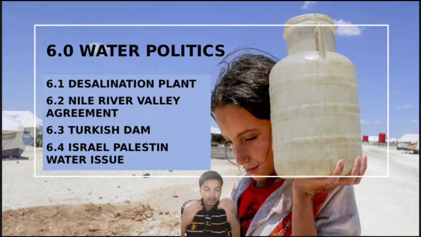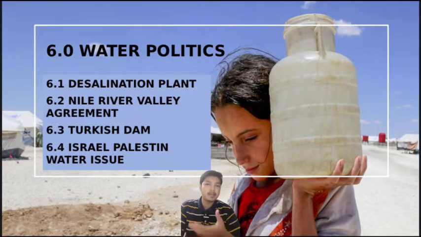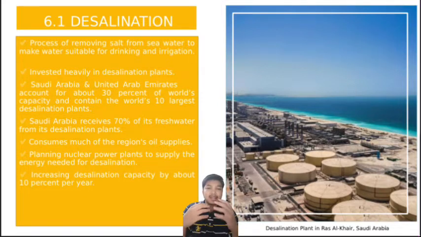The issues that I want to describe today are the desalination plants, the Nile River Agreement, the Turkish dam, and the Palestine-Israel water issue. So, desalination. Okay, for all of you who don't know what desalination is, it is a process where you take salt out of seawater and make it more drinkable for people and for irrigation and agriculture, and the region really invests heavily in desalination plants.